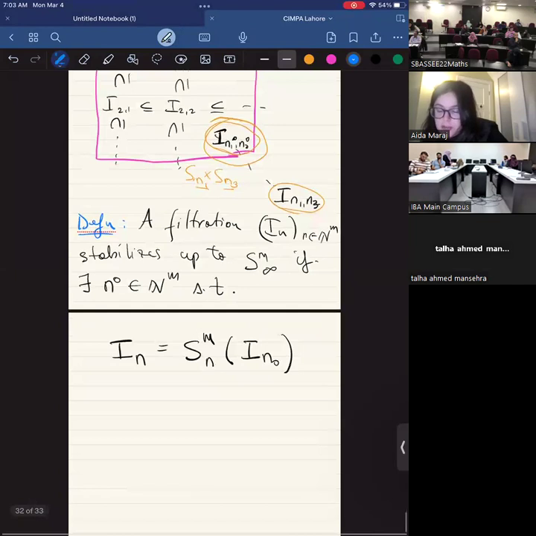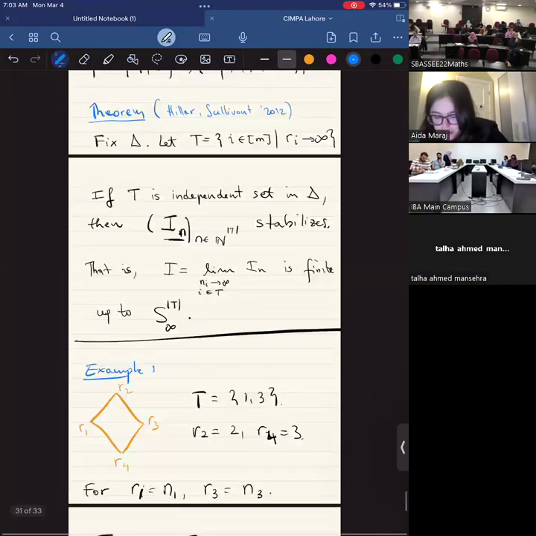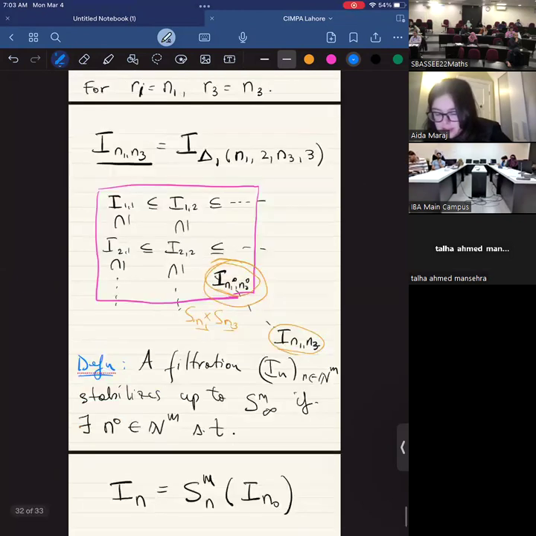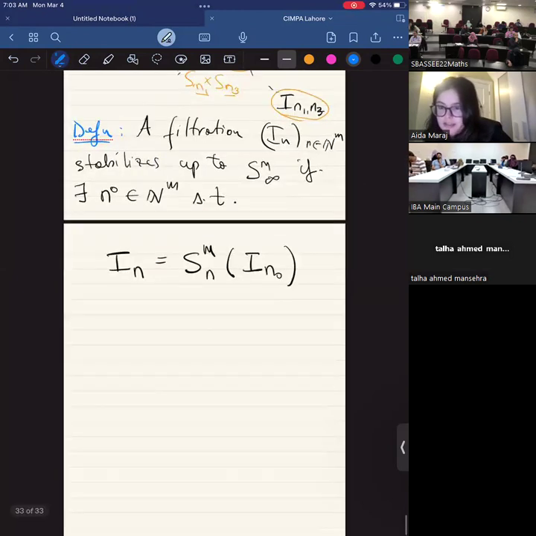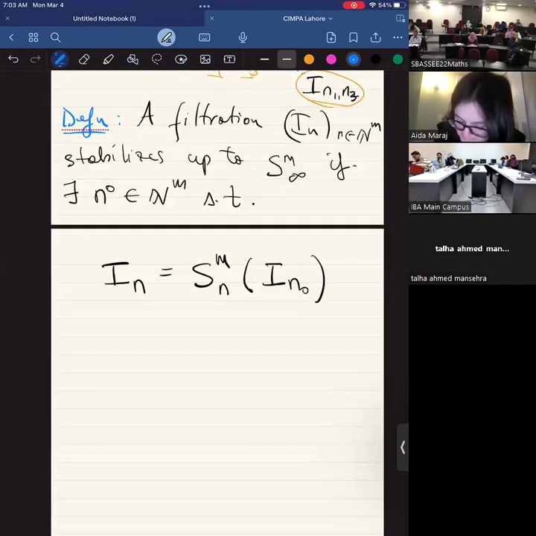So if we don't like the word stabilization, we can just say that here. It's the same as finite up to symmetry, the limiting one. Is that more clear? Yeah. Okay.